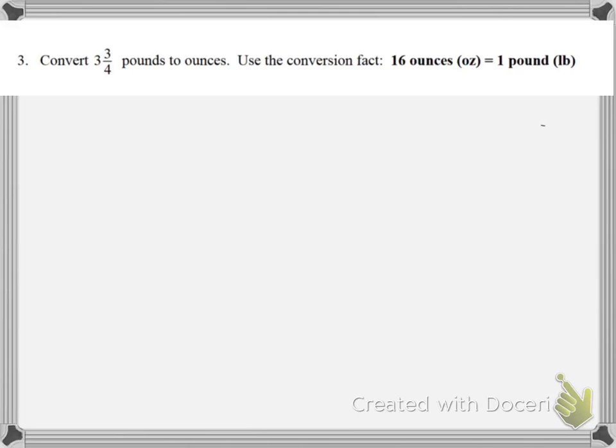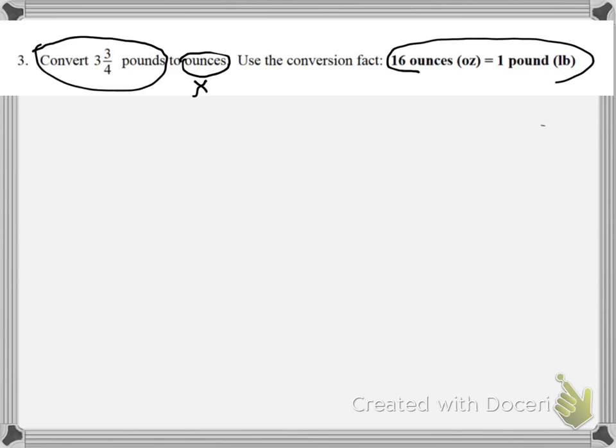Okay, it says convert 3 3/4 pounds to ounces. Okay, so ounces is our unknown quantity, so we're going to put an X there, and our known ratio is that 1 pound is 16 ounces. So we have 3 3/4 pounds. Okay, so we have 3 3/4 pounds is some number of ounces. We don't know how many.